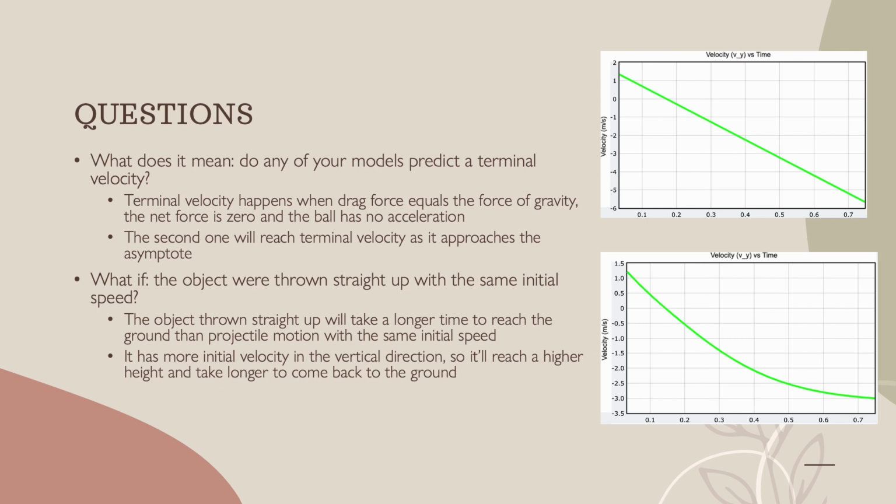Then the second what if question, if the object were thrown straight up with the same initial speed, how would that compare to how long it would take to reach the ground in projectile motion? The object thrown straight up will take a longer time to reach the ground than in projectile motion with the same initial speed, and that's because it has more initial velocity in the vertical direction, so it'll reach a higher height and then it will take longer to eventually come back to the ground.